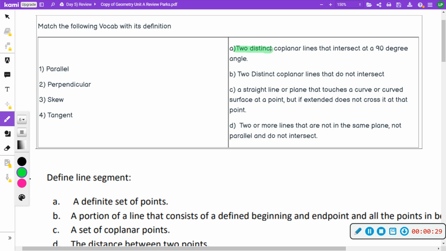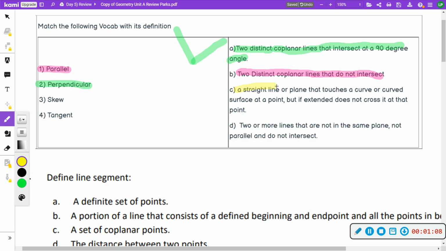Distinct means different. On the same plane that intersect at a 90-degree angle. So what they're saying is you have one line and another line, and they intersect at 90 degrees. What do we call that? We call that perpendicular. Now what if you have 2 different lines in the same plane that do not intersect? That's going to be what we call parallel.